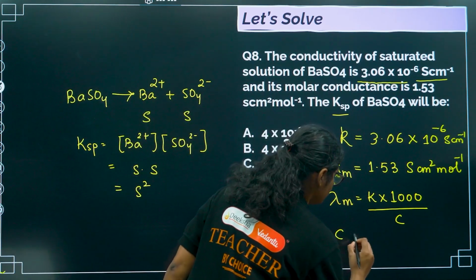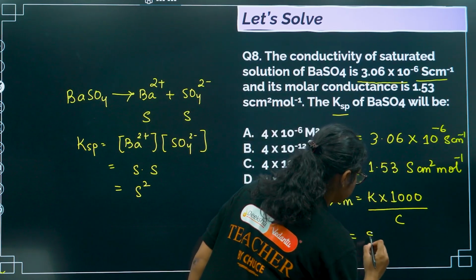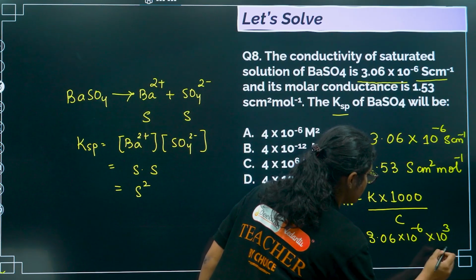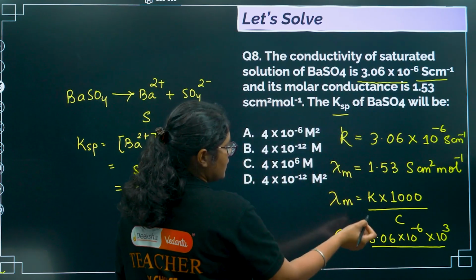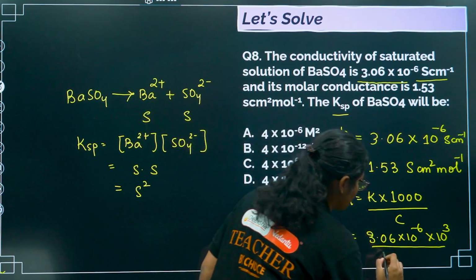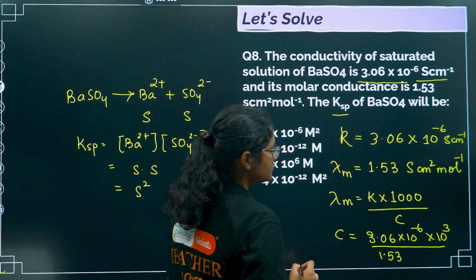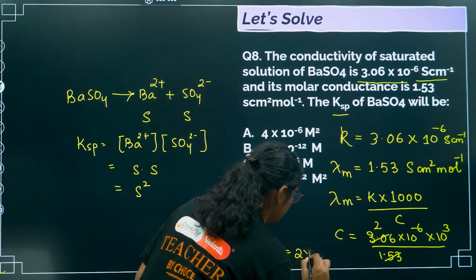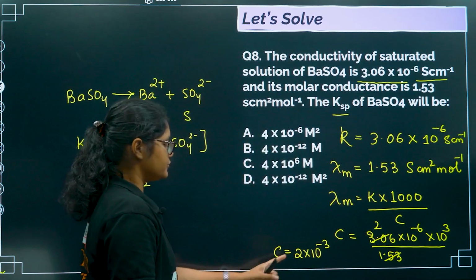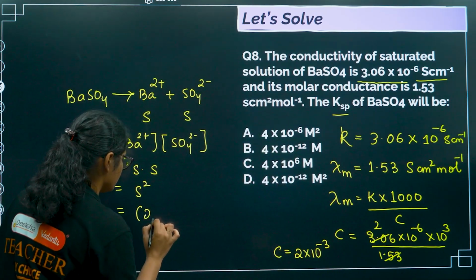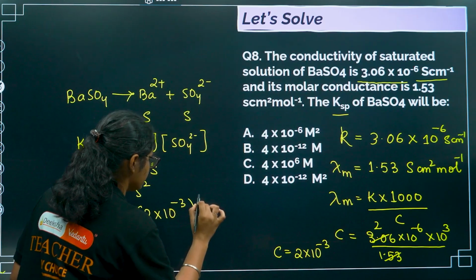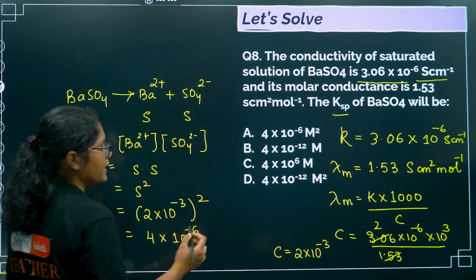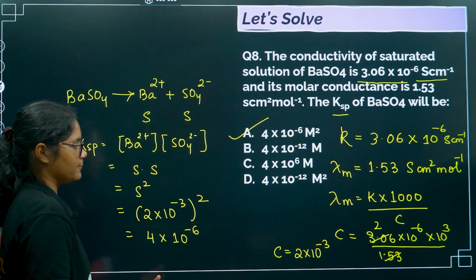So C is equal to kappa. What is the kappa value? 3.06 into 10 to the power of minus 6 into 1000, kappa into 1000 by lambda m, and then we have this lambda m value is 1.53, right? So now if we cancel, this is 2 and this becomes minus 3. So I'll get C is equal to 2 into 10 to the power of minus 3, right? Now I'll substitute this here, 2 into 10 to the power of minus 3 square. So I'll get 4 into 10 to the power of minus 6. So the correct answer for this question will be option number A. Clear?